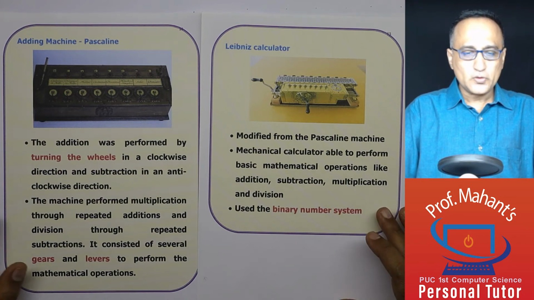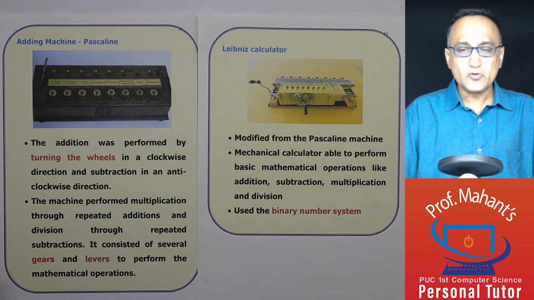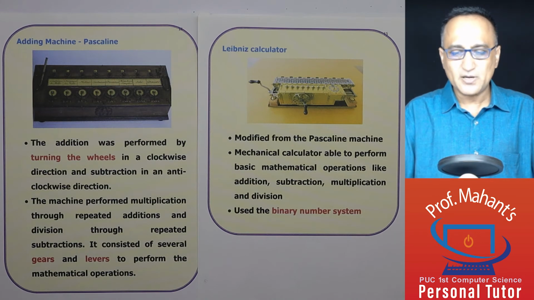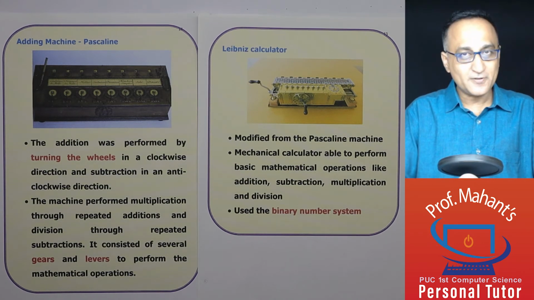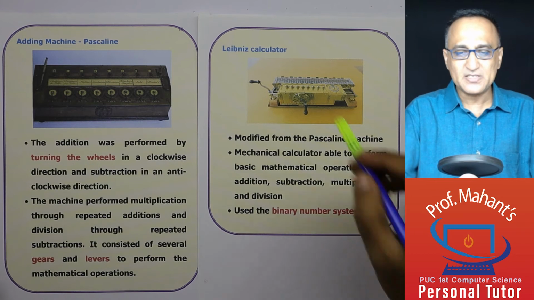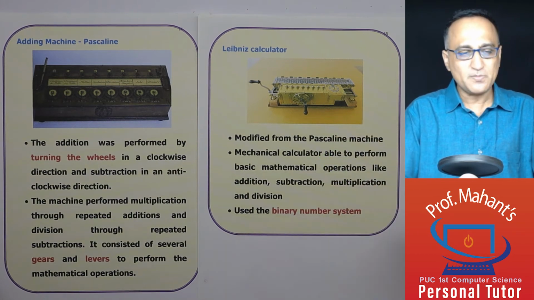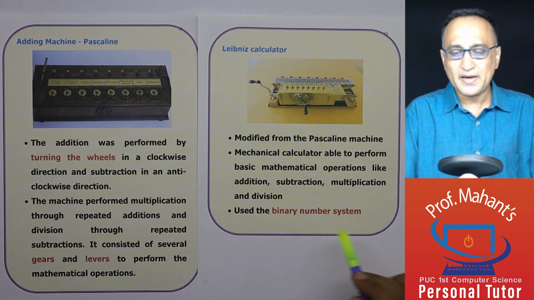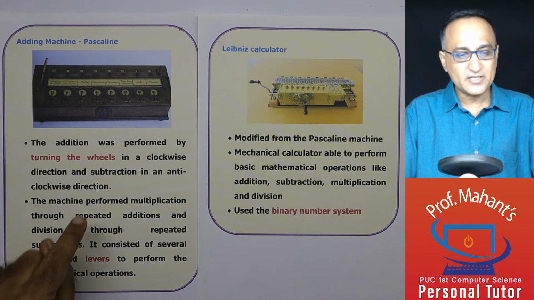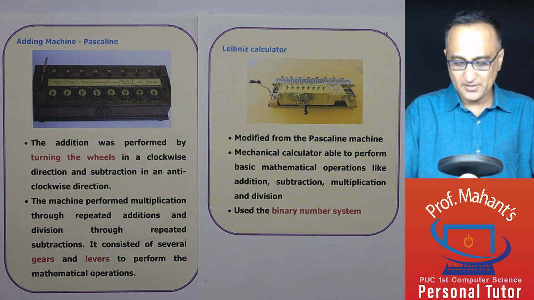It was also a mechanical device which is used to perform addition, subtraction, multiplication and division. But the fundamental difference between a Pascaline and Leibniz calculator was that this Leibniz machine, being an improvement on Pascaline, used the binary number system as opposed to the decimal number system used by the Pascaline.